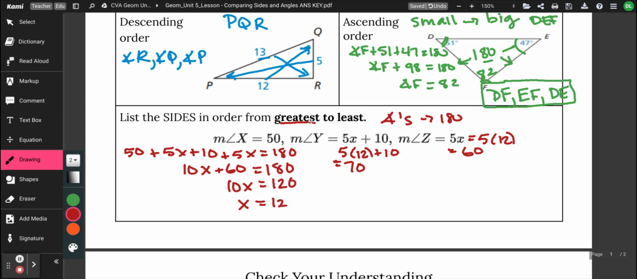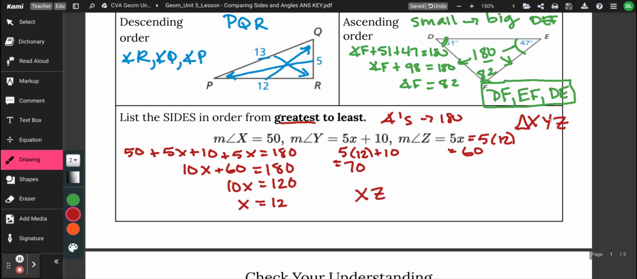They want me to order them from greatest to least, so I'm looking for the biggest one first. It is triangle XYZ, so I'm going to go ahead and put my name of my triangle up here to help me with my shortcuts. Biggest one would be 70 degrees, that's angle Y. So remember, angle Y is across from side XZ.